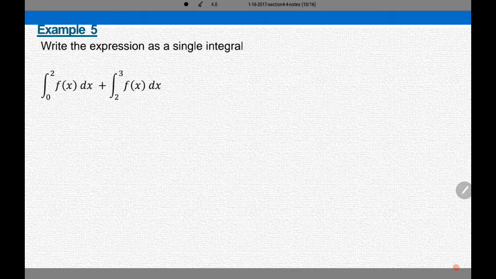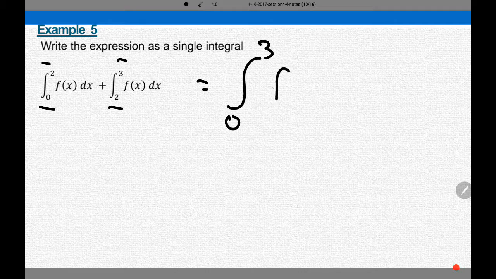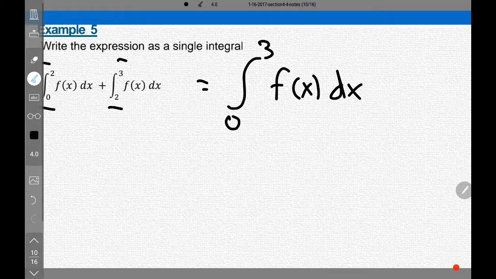Here we're putting these together as a single integral. So if you notice, this goes from 0 to 2, this one picks back up at 2 and goes to 3. So our total would be just from 0 to 3 of f of x dx. Again, nothing too shocking, hopefully. Shouldn't be too bad. That part should be really simple compared to doing the Riemann sums.